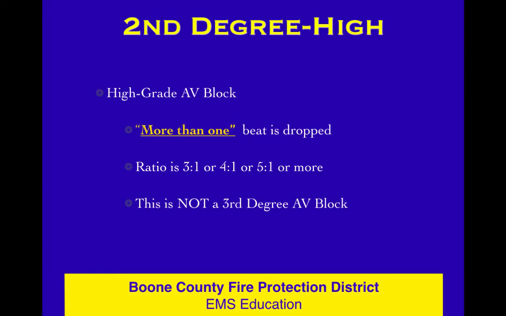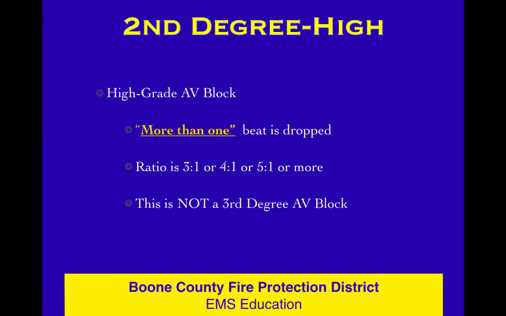Here's another one, and this one tends to get a little confusing. There's some misinformation out there amongst some preceptors, at least in our system. A second degree high grade AV block. Up until now, we've said the ratio in second degree, type 1, type 2, or 2 to 1, is one more P than QRS. There's only one beat that's dropped. But in high grade AV block, there's more than one beat that's dropped. The score is 3 to 1, 4 to 1, 5 to 1. There's lots of P waves and not many QRS's.